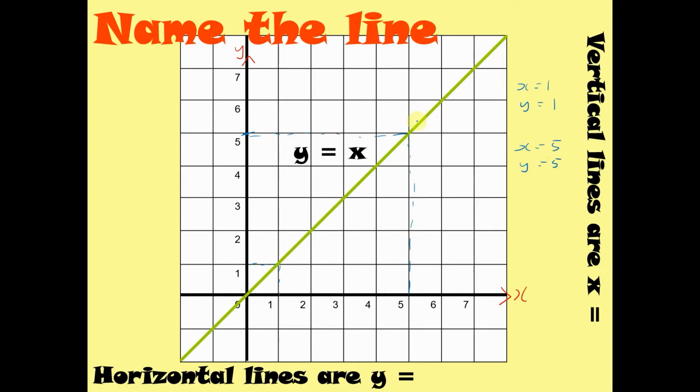So that's why it is called y is equal to x, because the values of x and y at any given point on this line are equal. So that's why it is called y is equal to x.